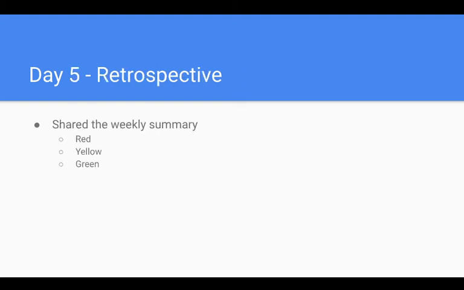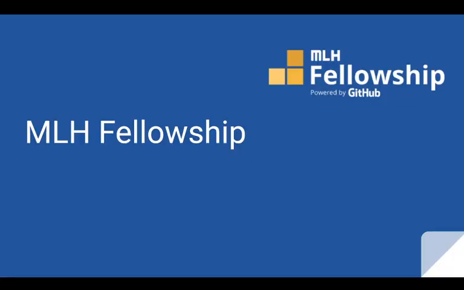Finally, day 5 is what we call the retrospective, where we share the weekly summary. Red is what you can do better next week. Yellow is what you need to pay attention to. Green is what you did well this week. All right, so that's the MLH fellowship experience for me for week 3.